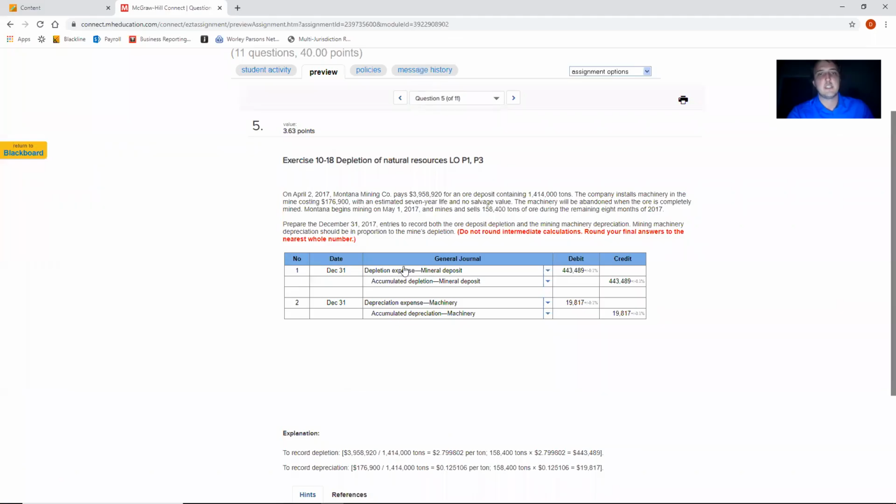We're increasing our expense, so that's going to be your debits. And we're increasing the contra asset, so that's going to be the credits. And again, we're going to keep the machinery and the mineral itself, the land, two separate accounts.